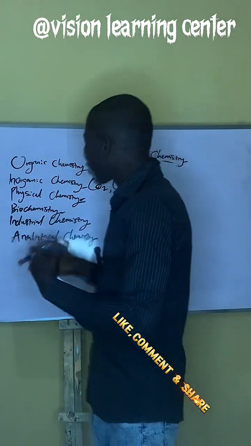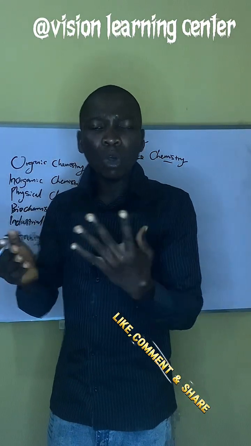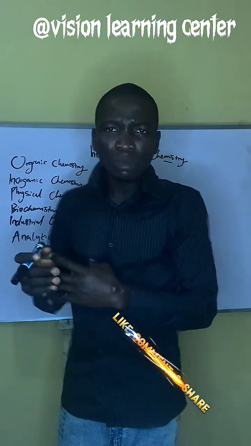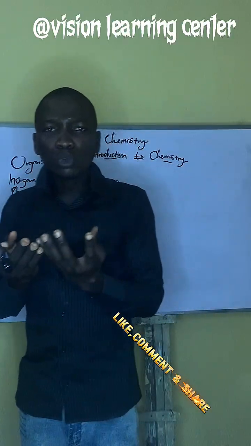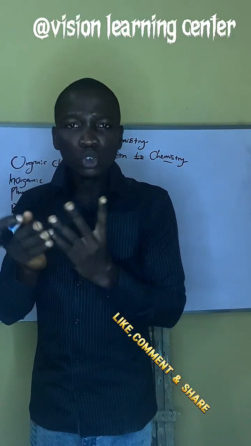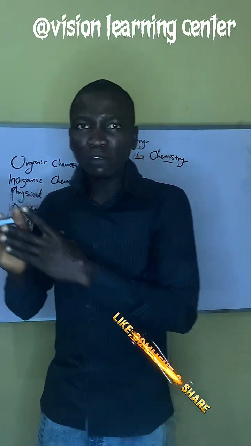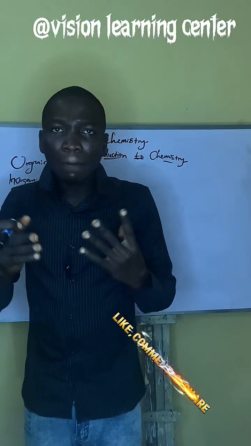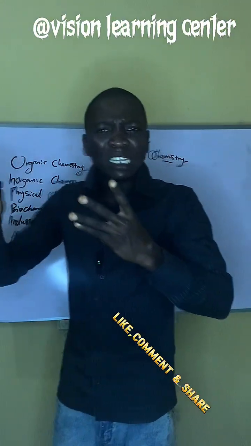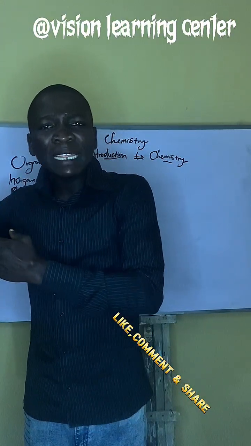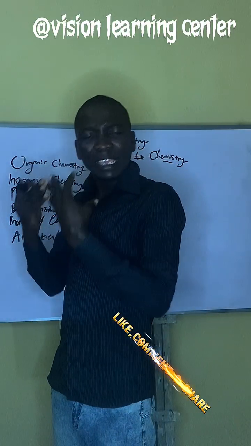Then we have the usefulness of chemistry. Chemistry has done a lot for human beings because in medicine the knowledge of chemistry has helped us to produce vaccines and drugs used in the prevention of diseases and taking care of the body. That is done with the application of chemistry. The production of fertilizers, pesticides, insecticides, and herbicides is done with knowledge of chemistry.